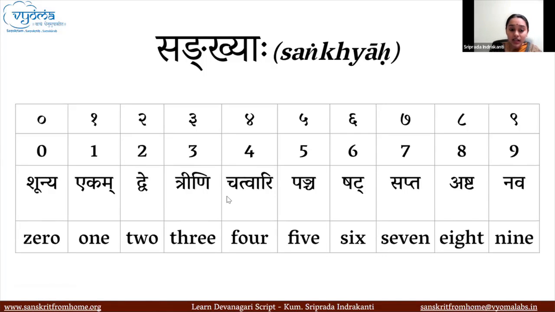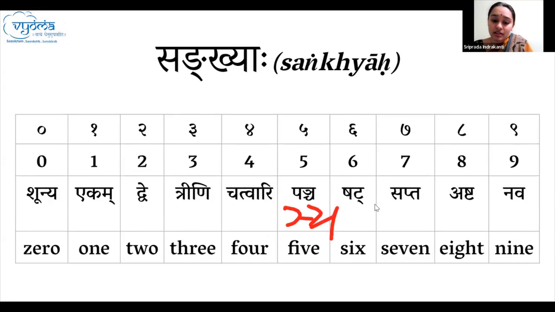Dve, trini. Look at the t plus r makes tr. Trini, chatvari. T and v makes tv. So chatvari is 4. Pancha, ny plus ch is ch. So remember, we also learned that it could be next to each other. So just try to remember these things when you're looking at it. This is the plus r.